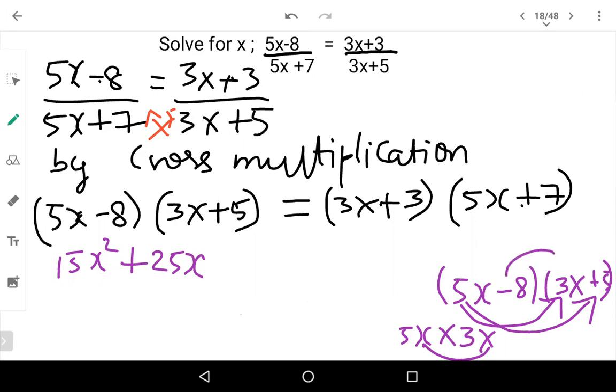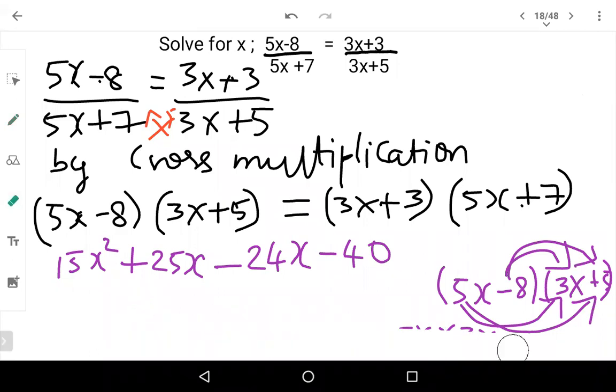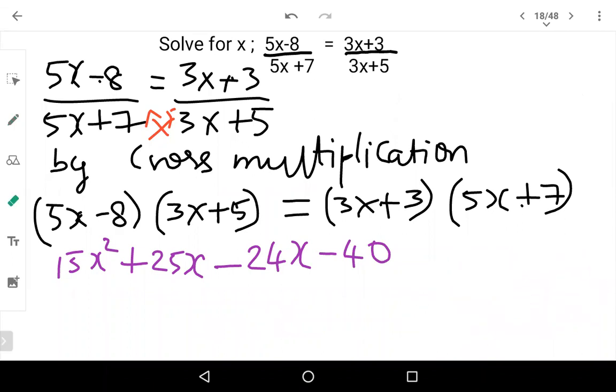Next, minus 8 into 3x. Okay, 8 3s are 24, but it is minus 8 into 3x. So you'll get minus 24x. Okay, minus 24x. Next, minus 8 into 5. So minus 8 into 5. 8 5s are 40. Minus 8 into 5 will give you minus 40. Fine. So this is one side of the expression, that is your LHS, left hand side.